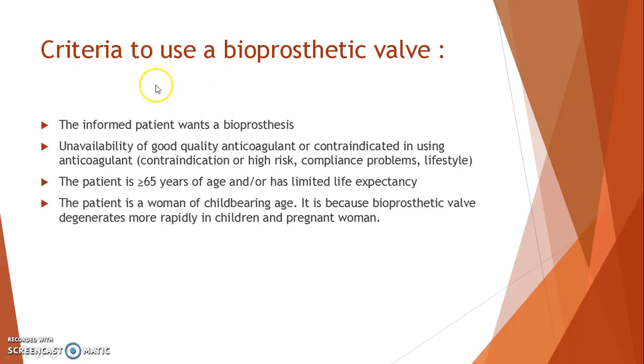Next are the criteria to use the bioprosthetic heart valve. The first one is that the informed patient wants a bioprosthesis. The second one is unavailability of good quality anticoagulant, or he or she is contraindicated in using anticoagulant. The third criterion is that the patient is more than 65 years old and has limited life expectancy. And the last one is that the patient is a woman of childbearing age. It is because the bioprosthetic valve degenerates more rapidly in pregnant women.